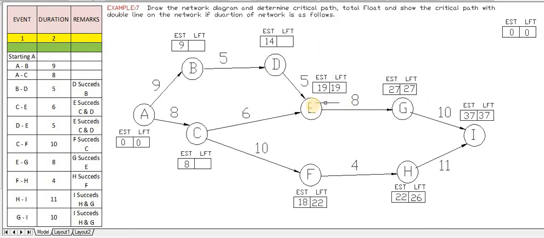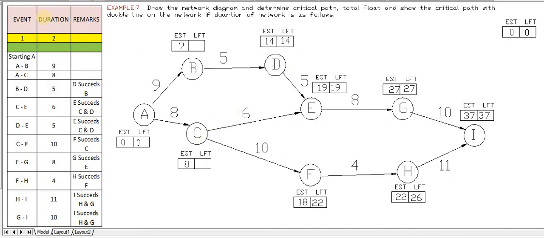What is the next value? The next node is D. D again has only one converging point, therefore 19 is the previous LFT. So 19 minus 5 is 14. We copy this and paste the same 14. So up to D we have calculated.